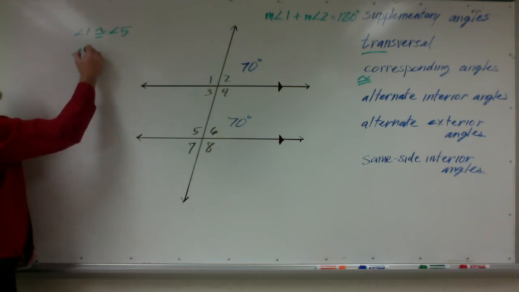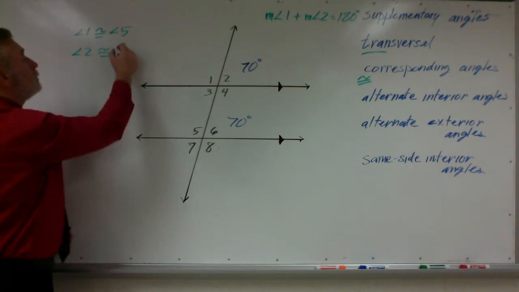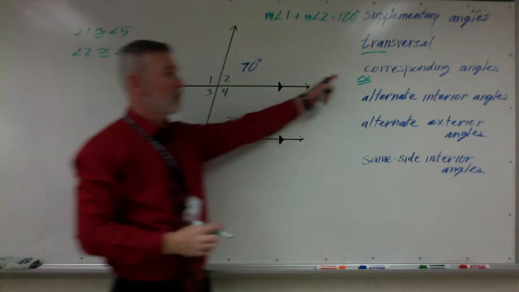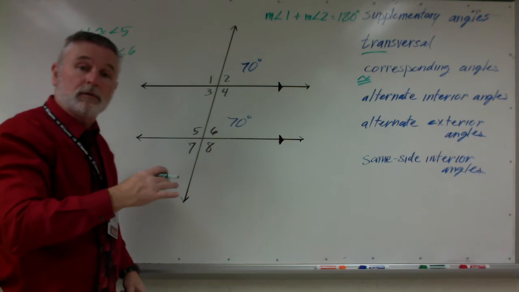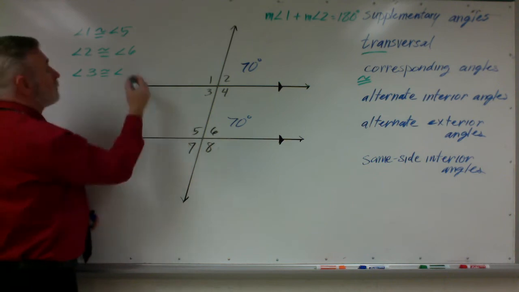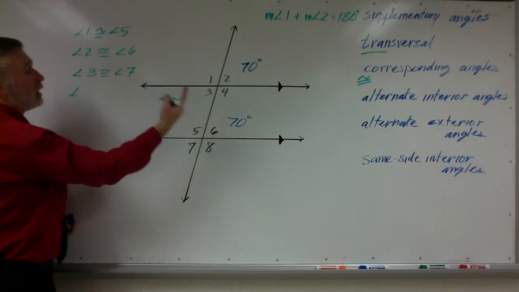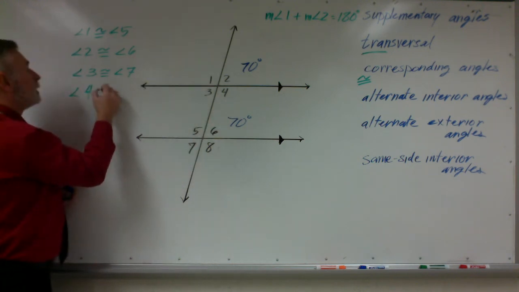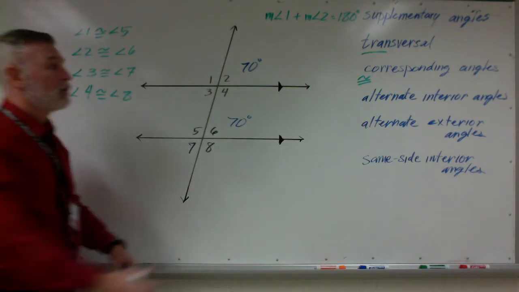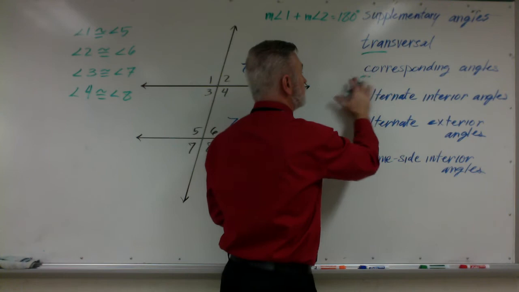Number 2, measure of angle 1... that's not 2, that's a 1. Measure of angle 2 is congruent to the measure of angle 6 because they're corresponding angles, and corresponding angles are congruent to each other. The measure of angle 3 is congruent to the measure of angle 7, and the measure of angle 4 is congruent to angle 8 because they are corresponding angles, and corresponding angles are congruent to each other.